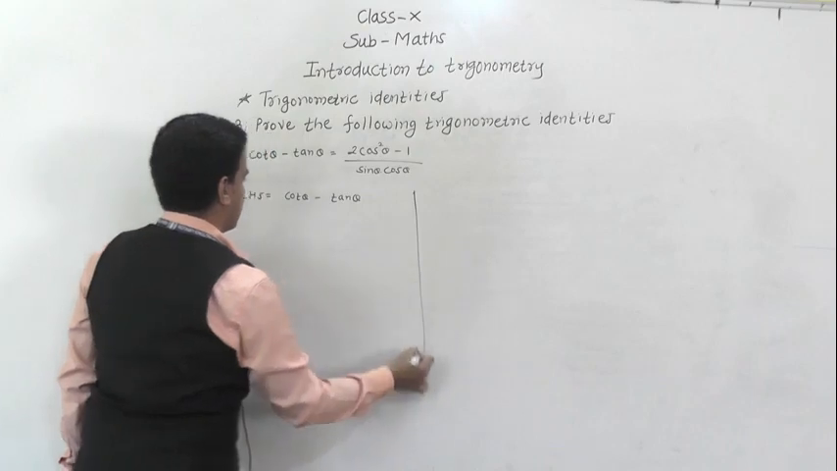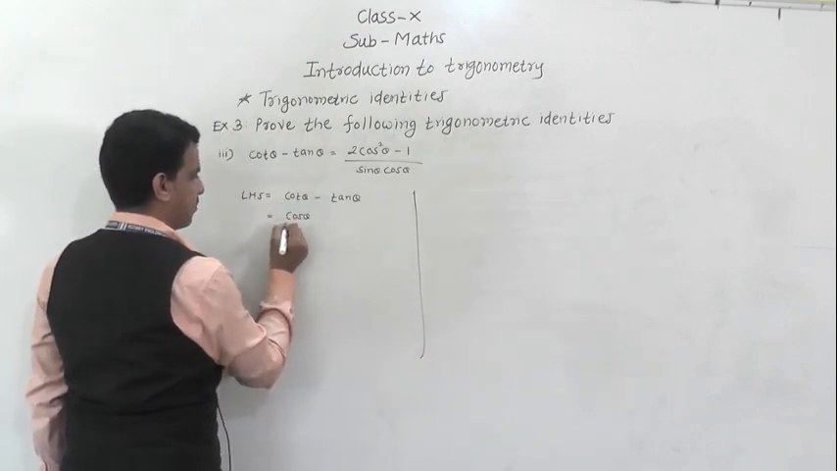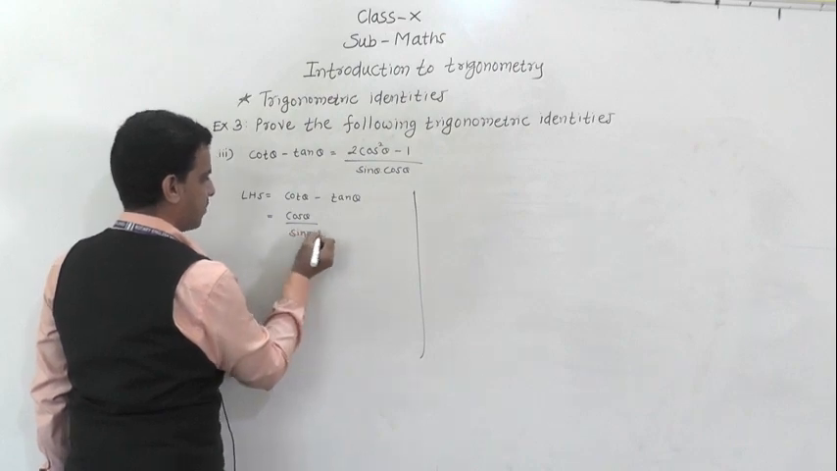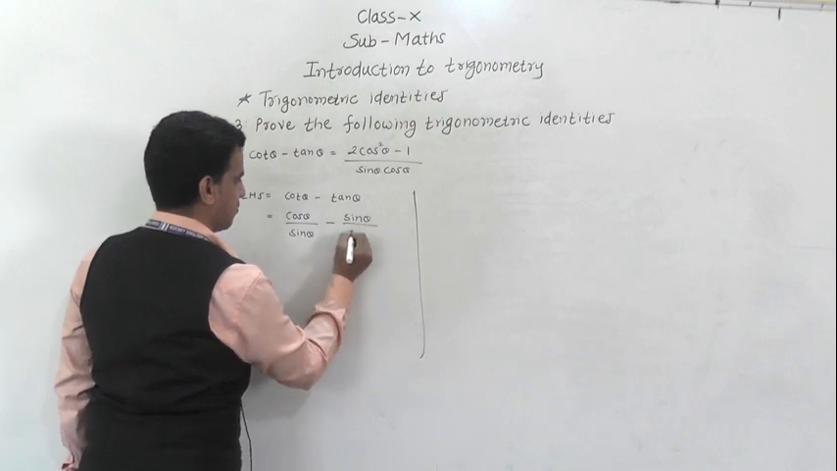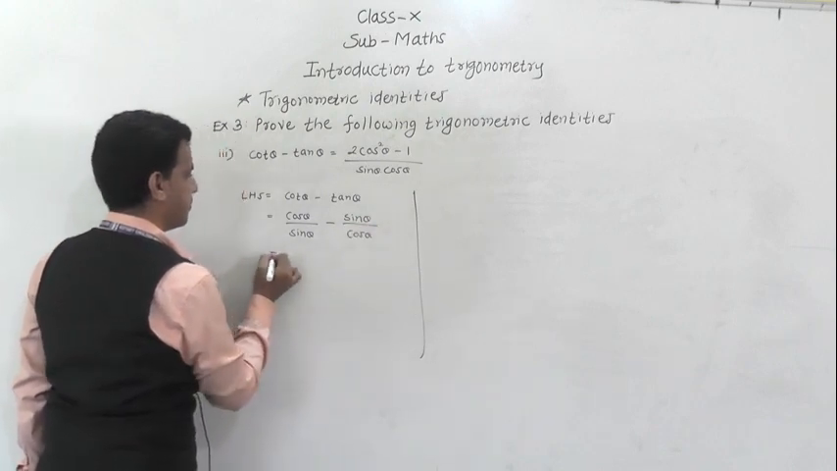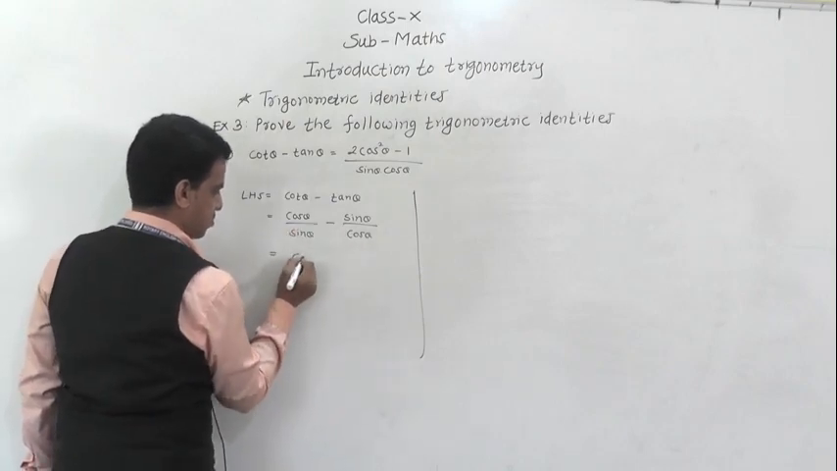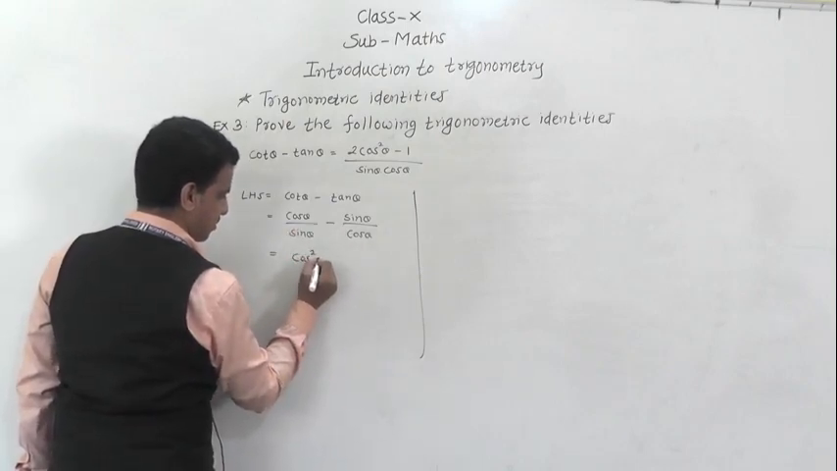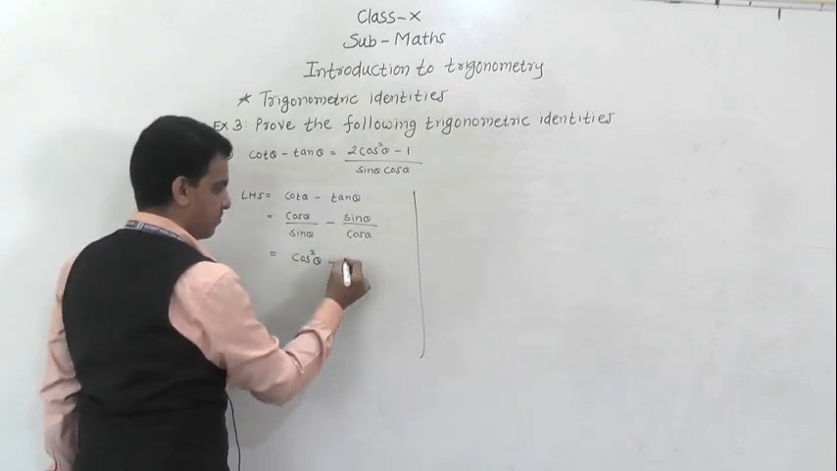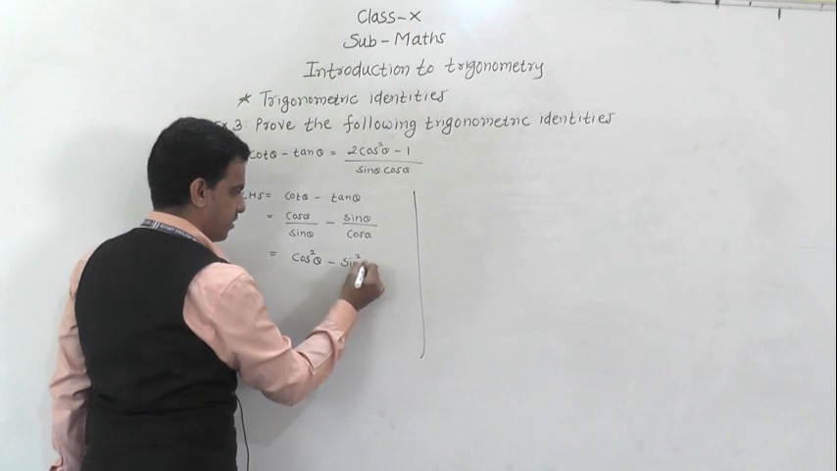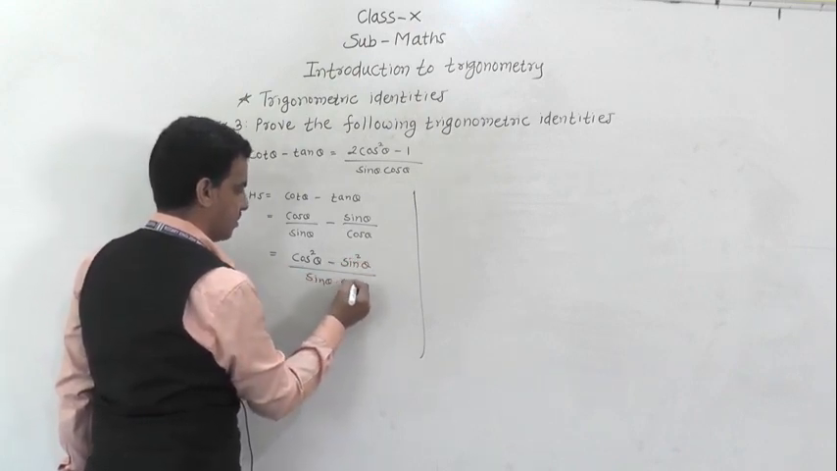Okay, so cot theta we can write as cos theta upon sin theta, minus tan theta we can write as sin theta upon cos theta. Okay, then make the same denominator, so multiply this. So cos theta into cos theta, that is cos square theta, minus sin theta into sin theta, sin square theta, divided by sin theta into cos theta.